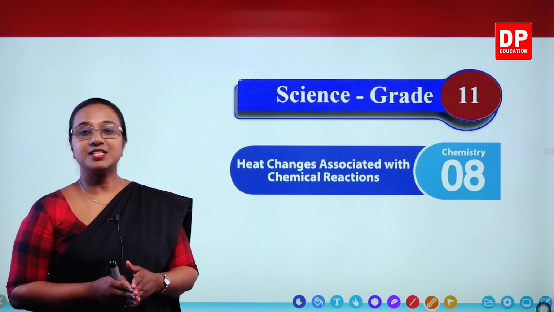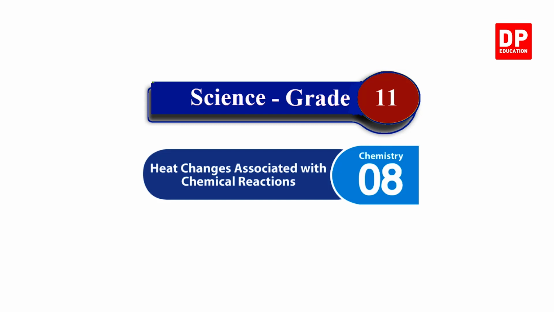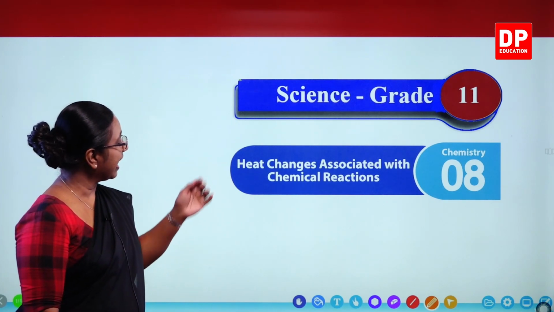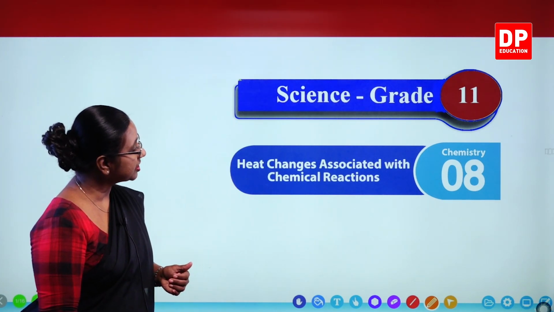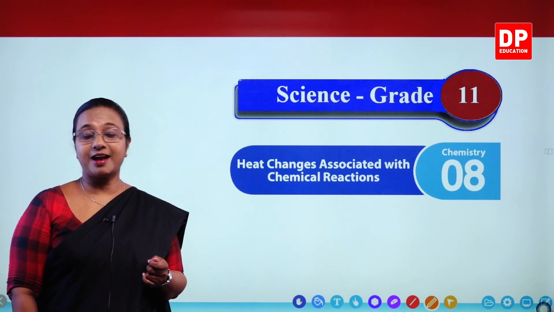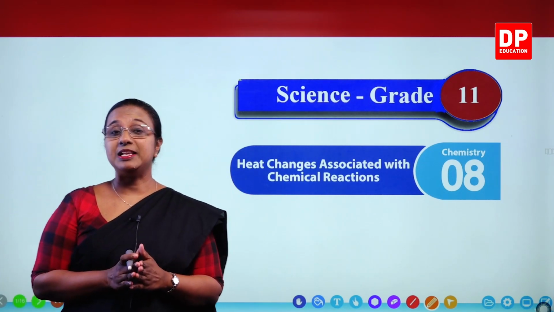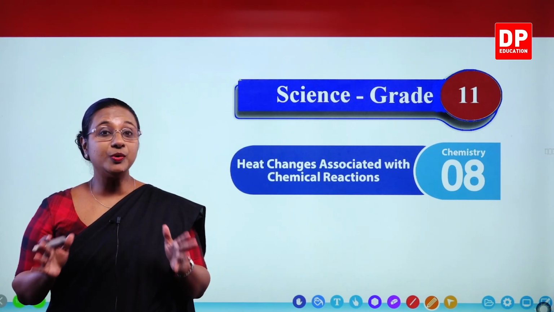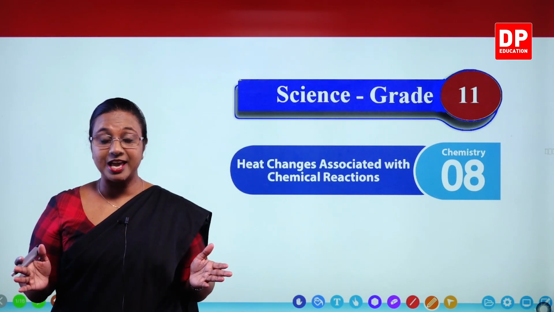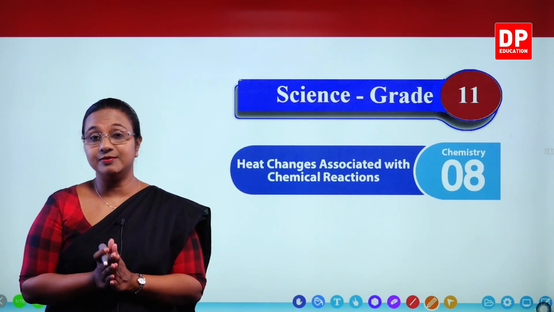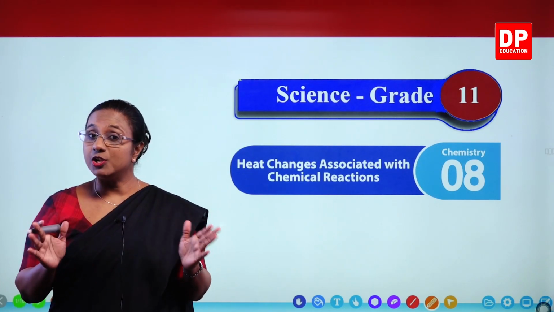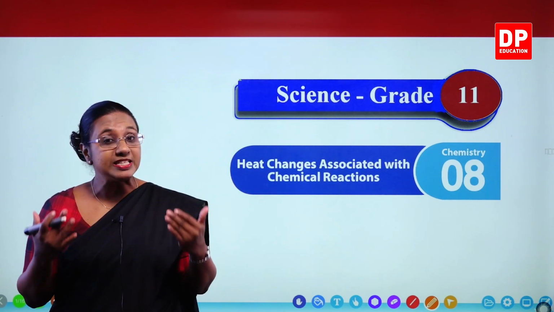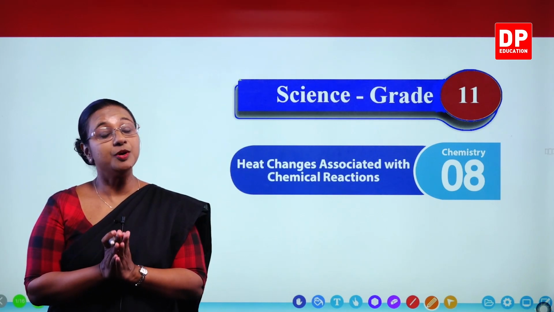Today I am going to discuss with you all Unit 8 of your science textbook. That is a chemistry lesson and the topic is heat changes associated with chemical reactions. So you are already familiar with physical changes and chemical changes. And you all know in chemical changes or chemical reactions, the reactants are converted to products. And also you are familiar with the observation of this change, how we see the reactants changing to products.